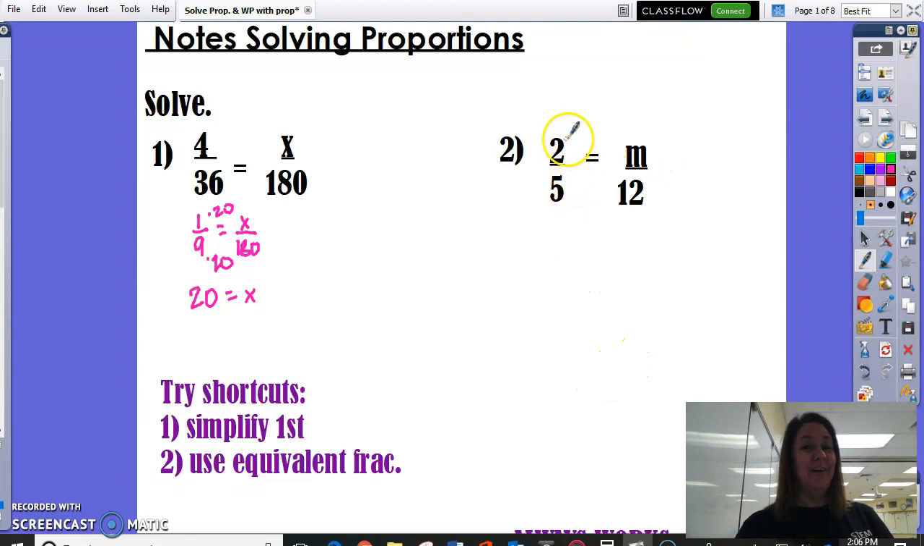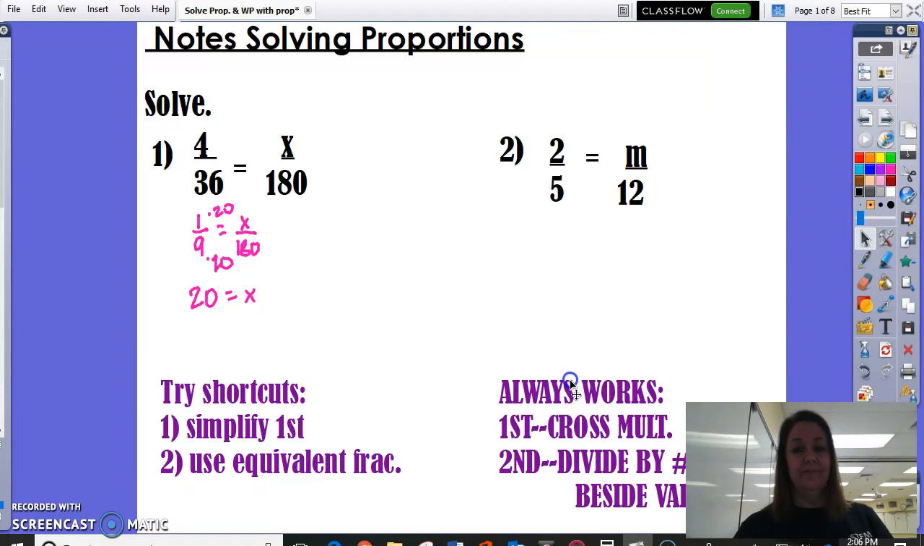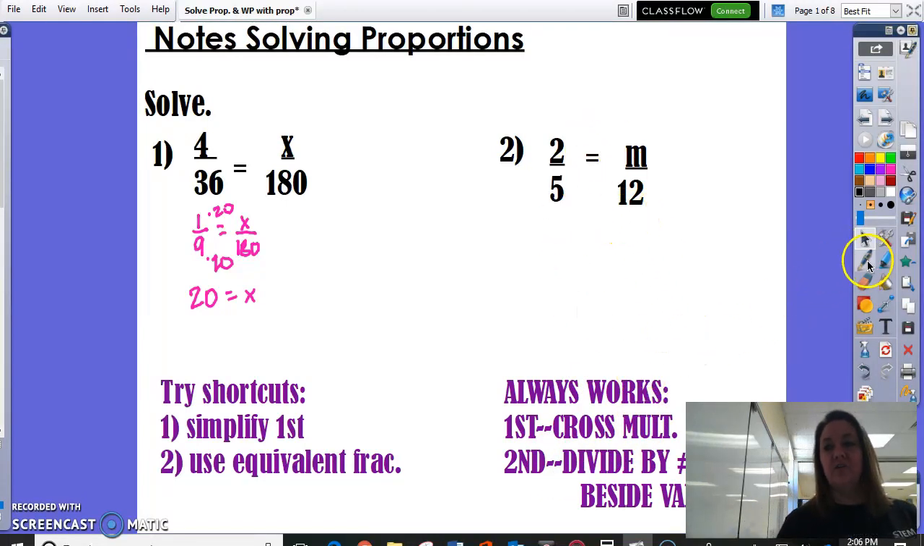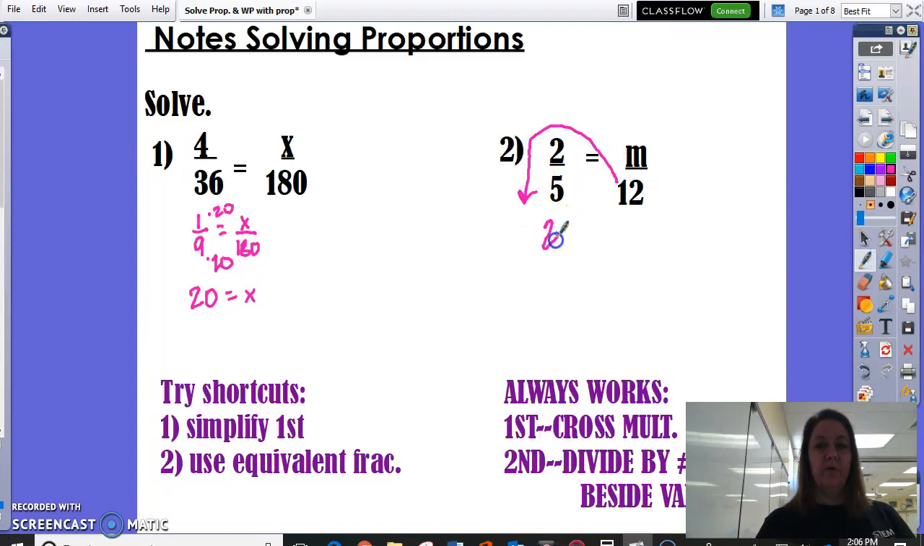Well, for the next one, we can't simplify 2/5, and 5 doesn't go evenly into 12, so we have to remember what we learned in our equation unit from Math 6, and we have to remember that we need to use cross products. So remember, cross products, you just cross multiply. So we'll do 12 times 2, which is 24. And then we'll do 5 times m, which is 5m.